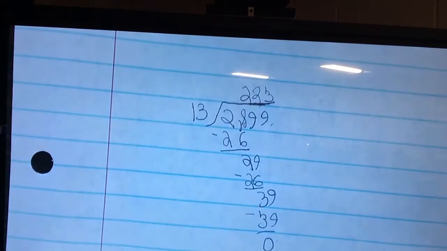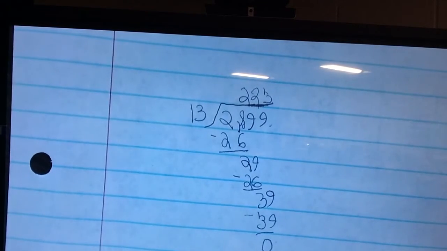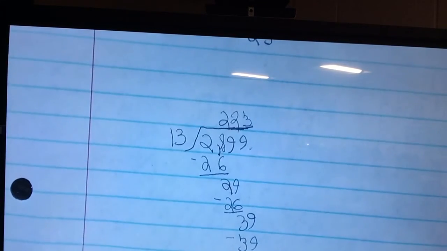All right, we'll do a few more practice items, and then we'll do a little Mastery Connect assessment to see if you've mastered long division.